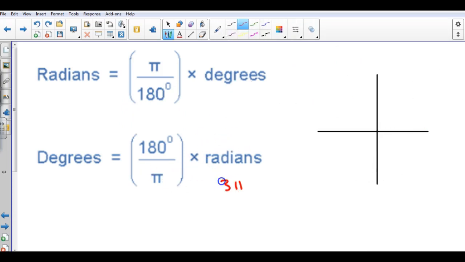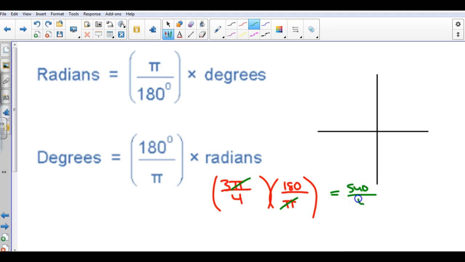If I said I had 3 pi over 4 radians, instead of multiplying by pi over 180, I would multiply by 180 over pi. So if your radian measure has the pi with it, this pi is going to cancel with that pi. And really what I'm going to end up with is 3 times 180, which is 540, and I would divide by 4, and that's going to end up being 135 degrees. So that's just a quick conversion back and forth. So we're going to play around with that a little bit.